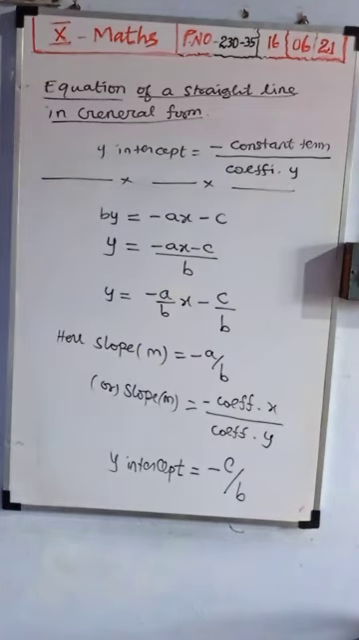From the general form of a straight line, you should change it to y is equal to mx plus c. Then we get the slope and y intercept formulas. Slope means minus coefficient of x divided by coefficient of y, and y intercept means minus constant term divided by coefficient of y. Okay, these are the two formulas.